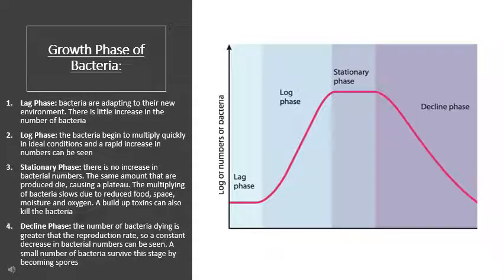A small number of bacteria will survive this stage by becoming spores. The rest will die away, and the usual reason for the decline phase can be a change in conditions. Maybe it could be a change of temperature, a lack of food, or a change in the oxygen conditions.